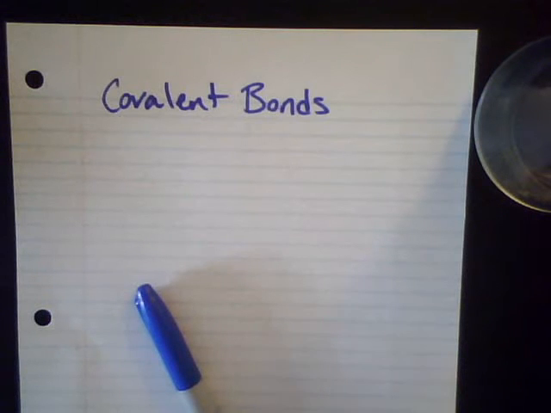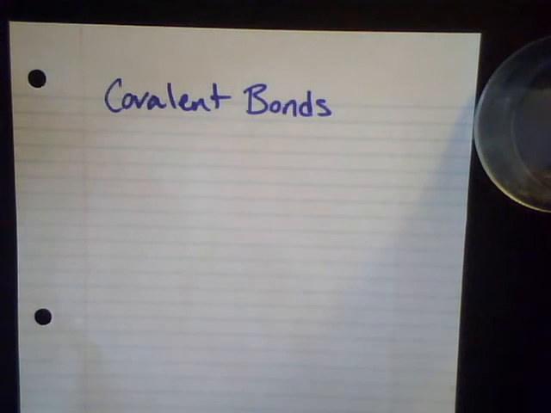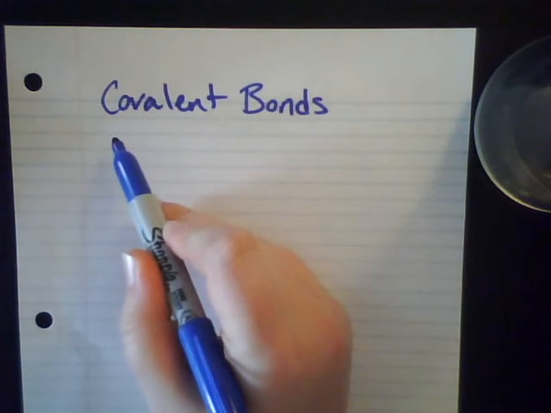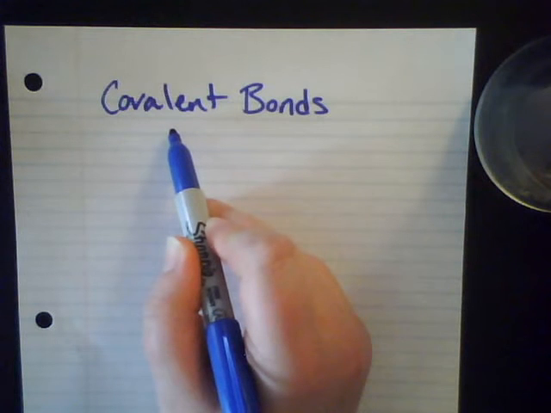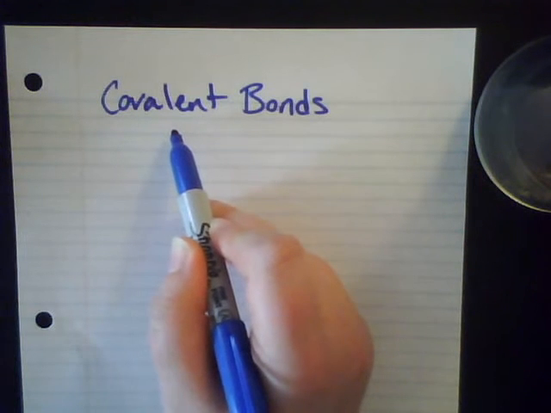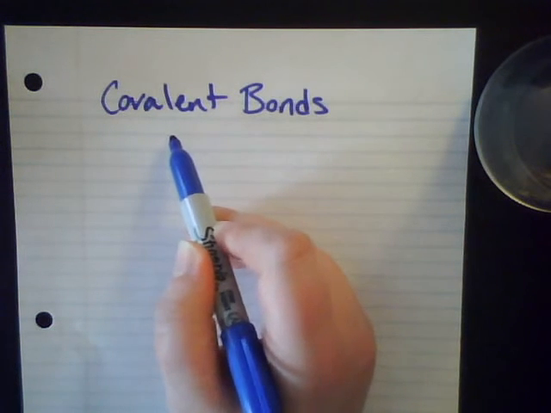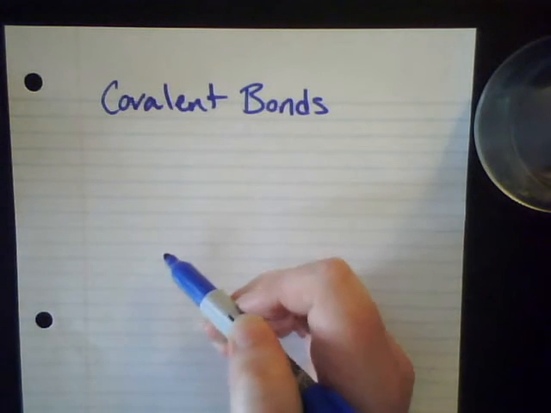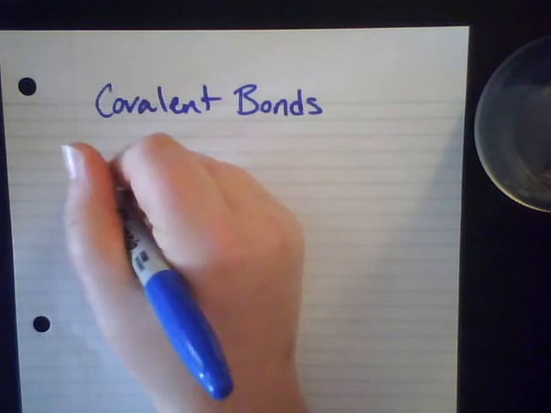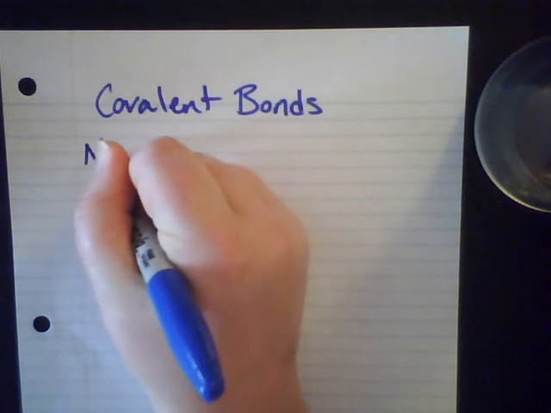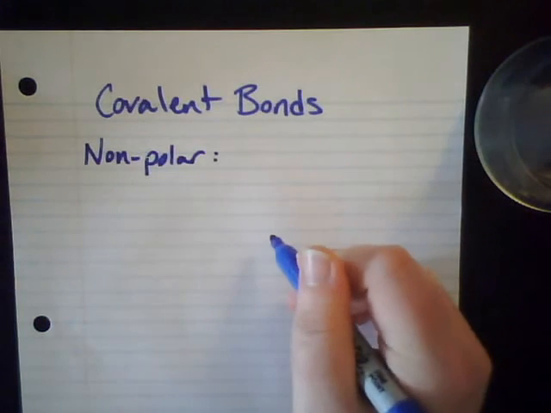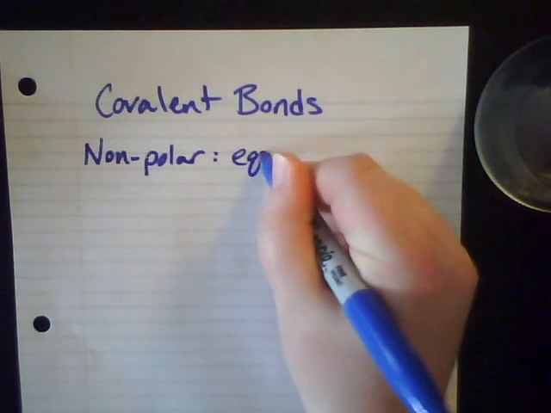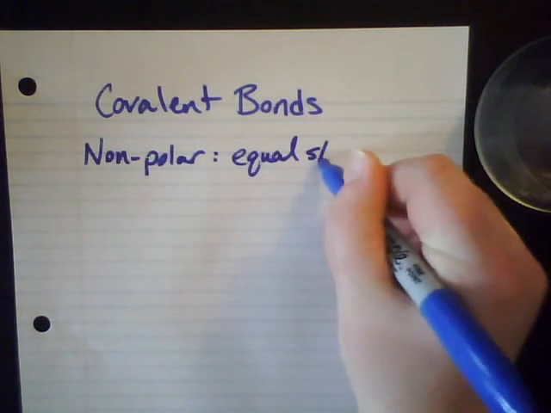Okay, today we're going to talk about covalent bonds, and there are two types of them. Remember that the word covalent, co means shared, valent is referring to the valence electrons, which are the highest energy, outermost electrons on an atom. So the two types are non-polar covalent bonds, and that's when you have an equal sharing of electrons. So I'm going to define these and then we'll talk about them in a little more detail.